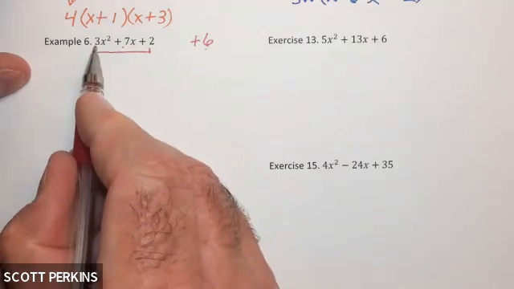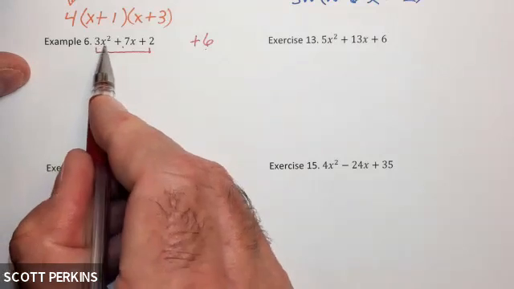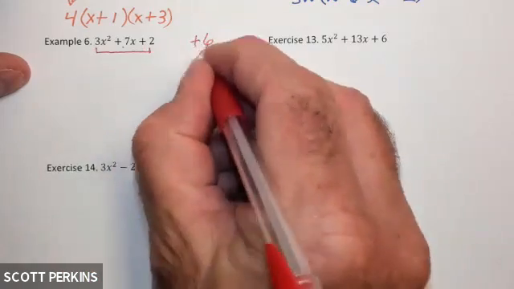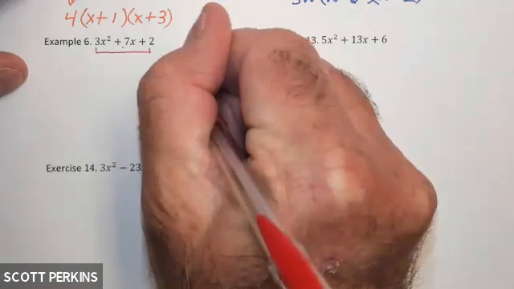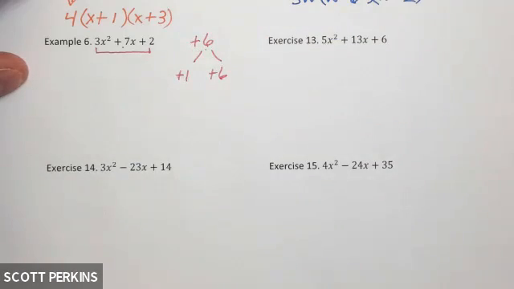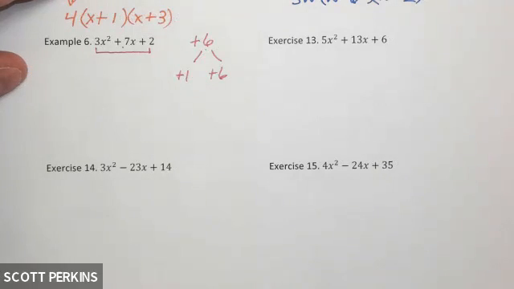Okay, only now I have to take into account that there's a number that's not 1 in front of the x squared. So 3 times 2 is 6. What are the two factors of 6 that are going to add up to positive 7? Okay, positive 1, positive 6, or positive 6, positive 1. The order absolutely 100% does not matter. You with me so far on why I made that choice?